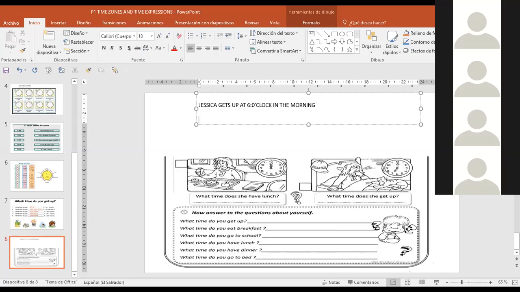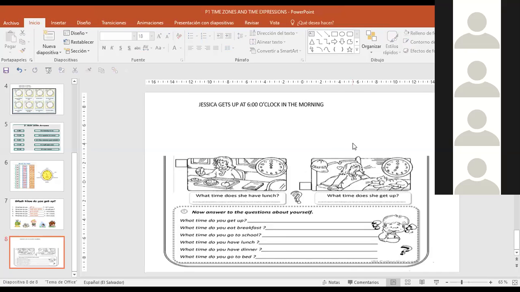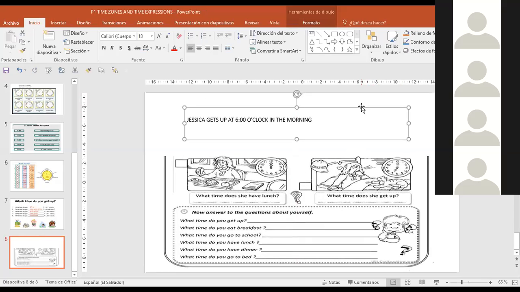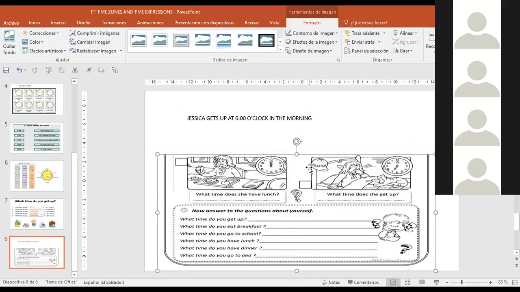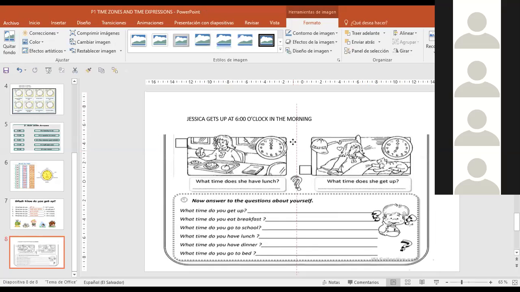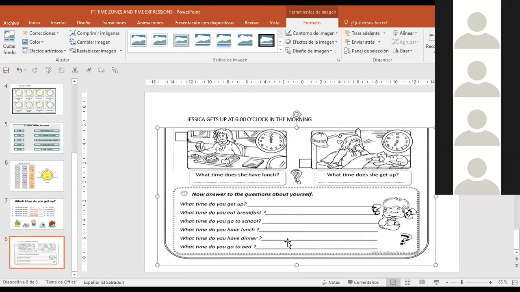Okay. Entonces vean, cuando estoy hablando de una tercera persona, siempre tengo que recordar la regla. Esto me quedó como un cero y en realidad es una O, ¿verdad? 6 o'clock, Jessica gets up at 6 o'clock in the morning. Como ya hicieron la primera parte del ejercicio de preguntarse a qué horas hacen esto y aquello, ahora se reúnen nuevamente y solo quiero que se intercambien la información. Vamos a decir, this is my friend Jessica. She gets up at 6 o'clock in the morning.